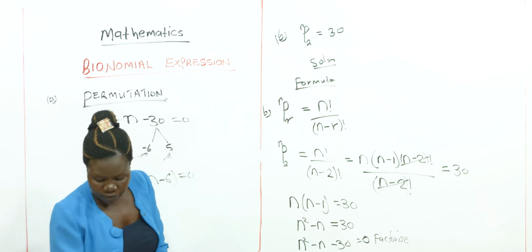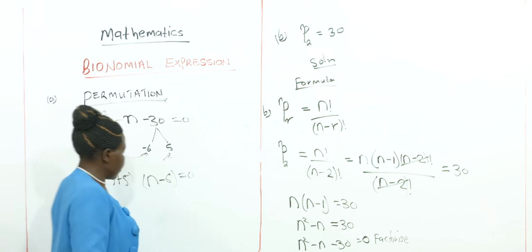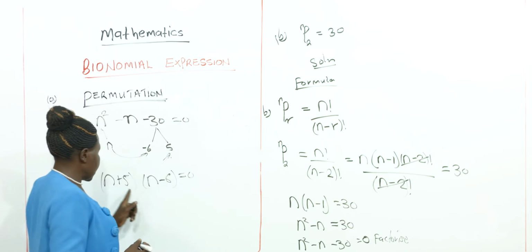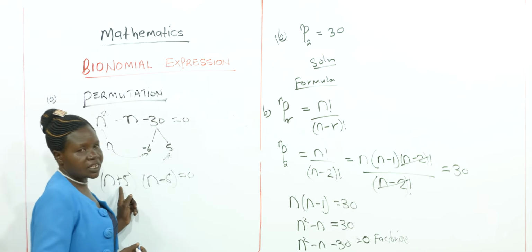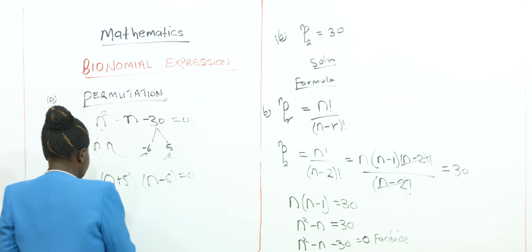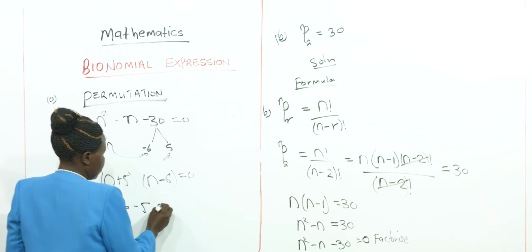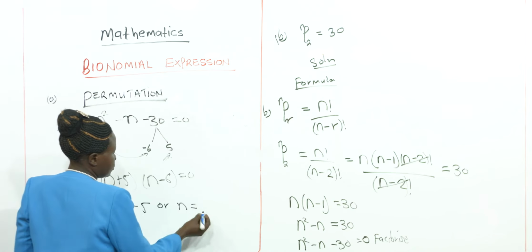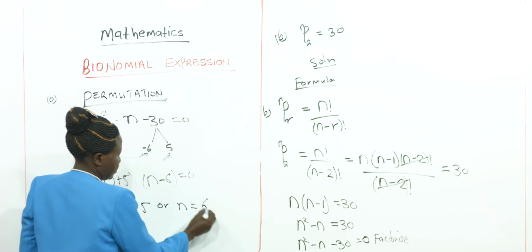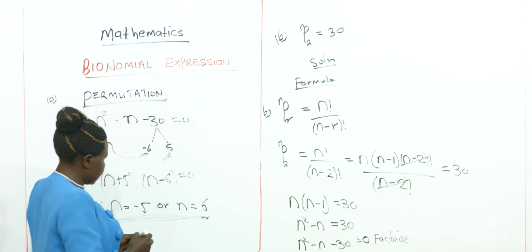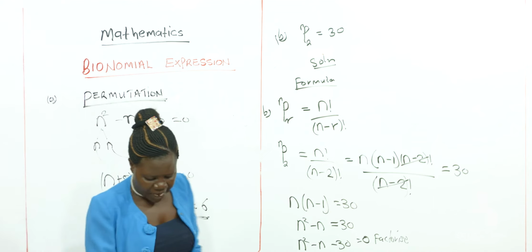Then now you solve for n. If n plus 5 equals to 0, automatically this will give us a negative. So our answer now will be n equals to negative 5, or n equals to positive 6. So learners, this is our answer for this example part B.